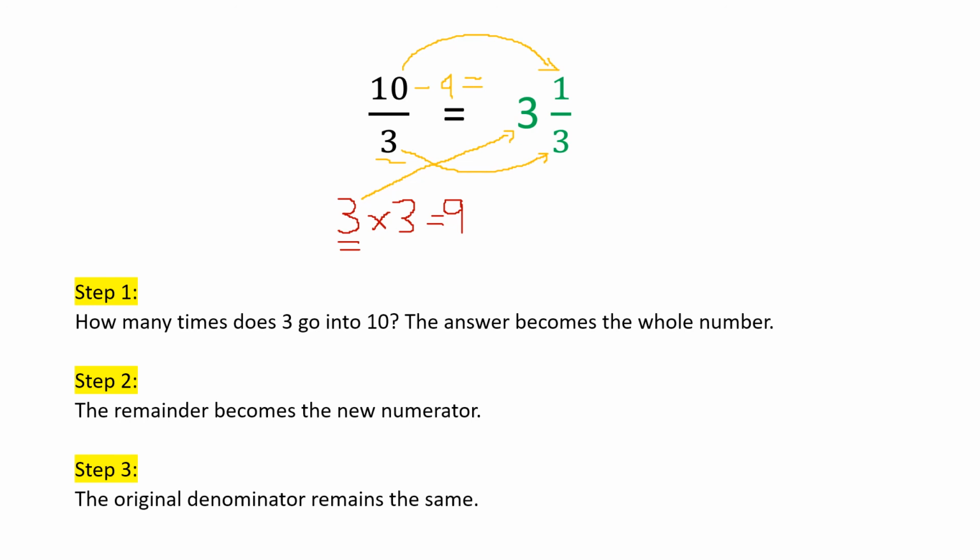And step 3, the original denominator remains the same. Now this is the case here, so 3 remains the same. We just take it across. And the answer we got is 3 1/3. And now this is the same for all improper fractions, right? So whenever you're trying to convert an improper fraction to a mixed number, you can follow the same procedure.